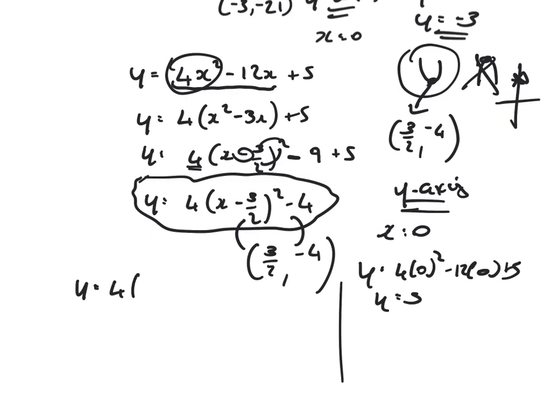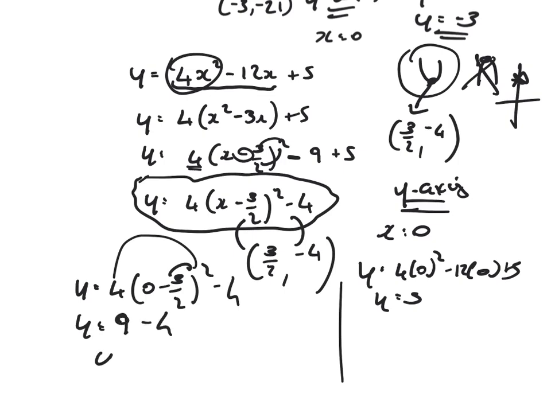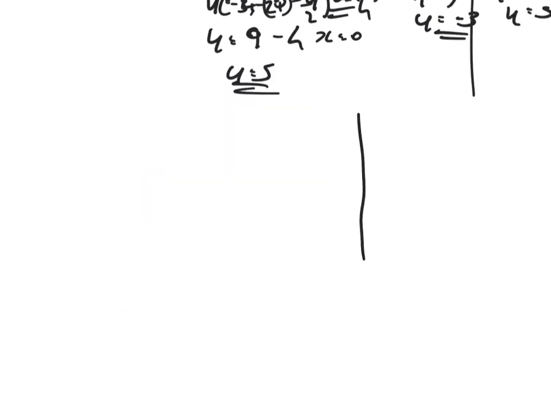Okay, so that will be 4 lots of 0 minus 3 over 2 all squared minus 4. Minus 3 over 2 all squared is 9 quarters. 9 quarters times 4 is 36 quarters. That's 9. Take away 4, and again that does give me 5. Let's put it all into a diagram. So 3 over 2, minus 4. That may be around there.